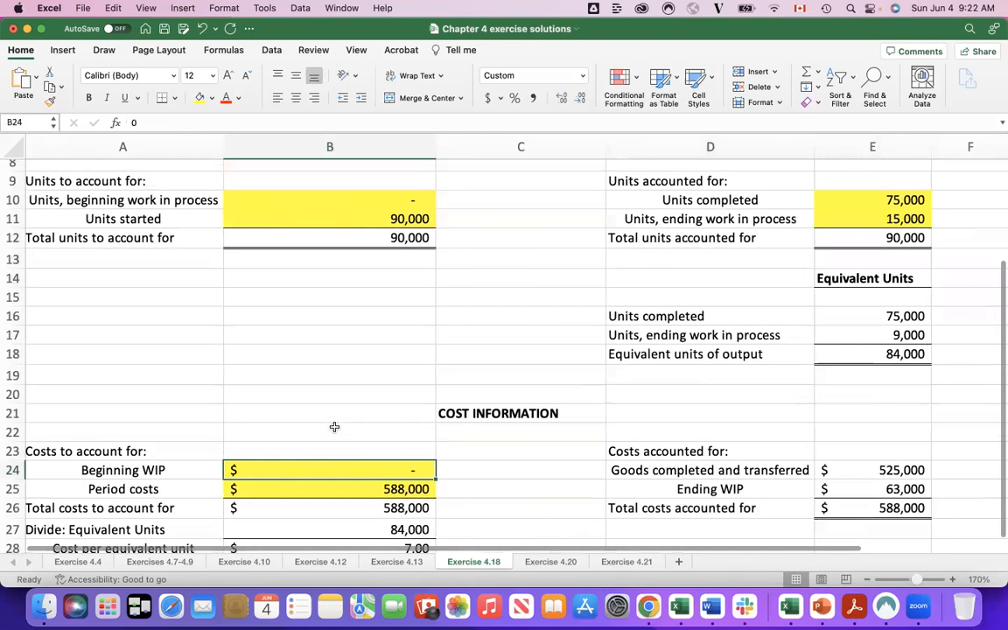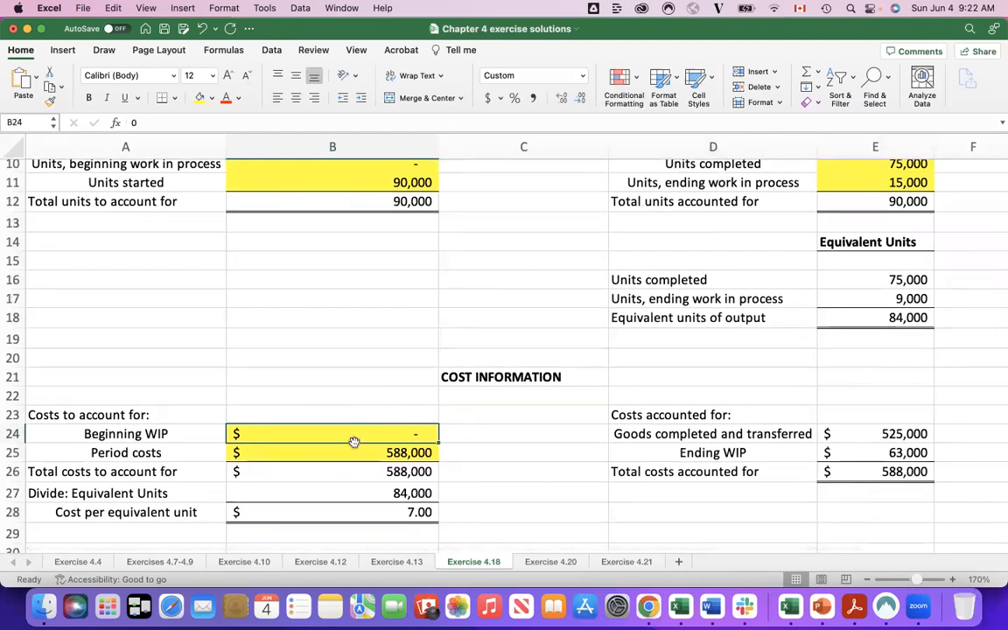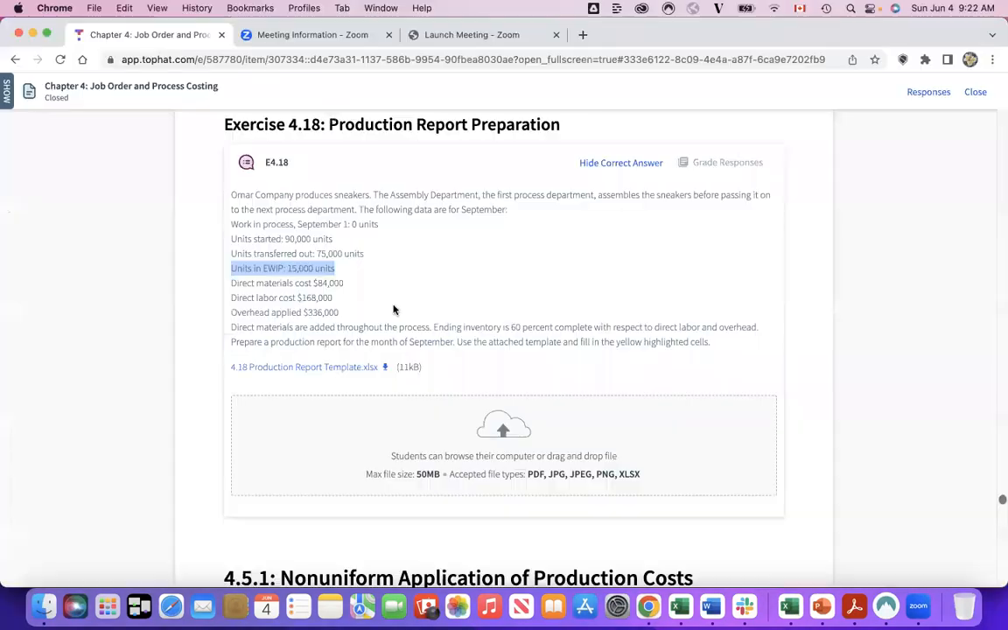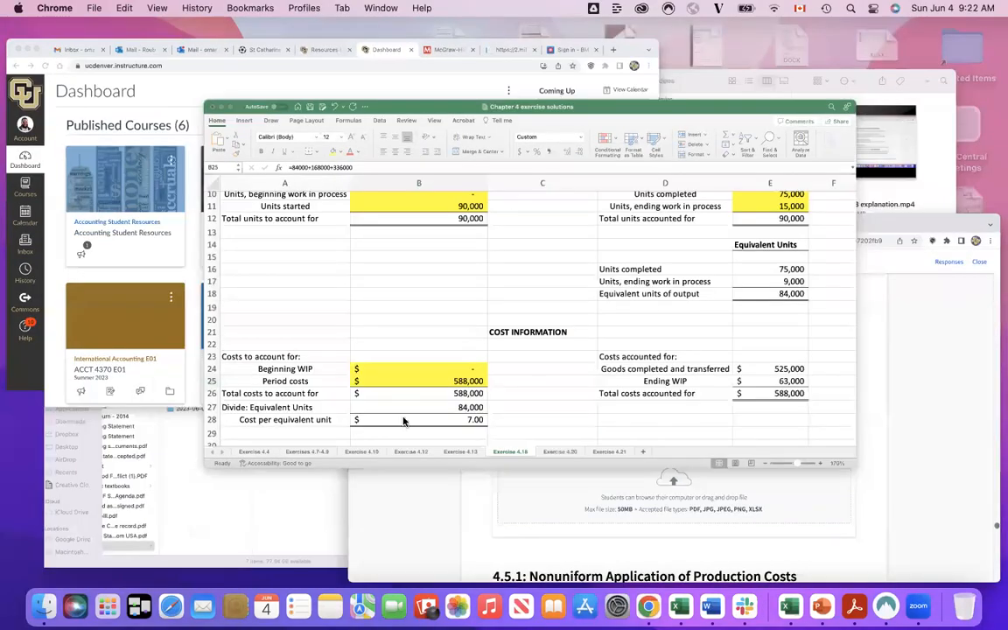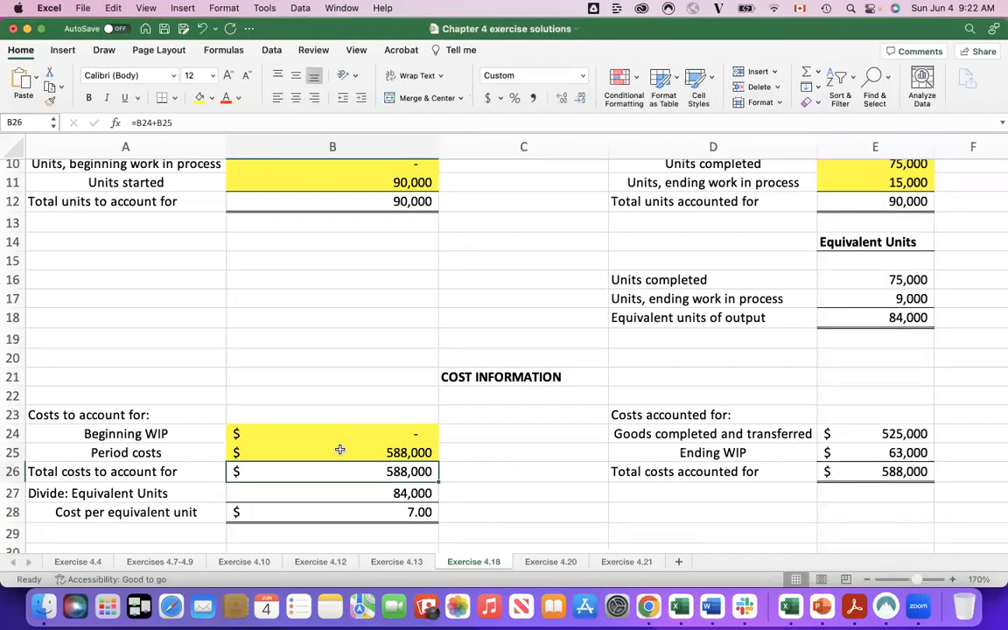Since we had no beginning units in work in process, we didn't have any beginning work in process costs. So that was 0. The costs that were added during the month, again, if you go back to the question: material of 84,000, labor of 168,000, overhead applied of 336,000. If you add all of that up, you can see the elements are there, production costs incurred during the month, 588,000. So the total costs we have to account for is 588,000. So it's a question of where do those costs end up?